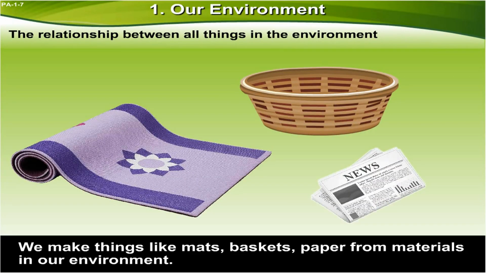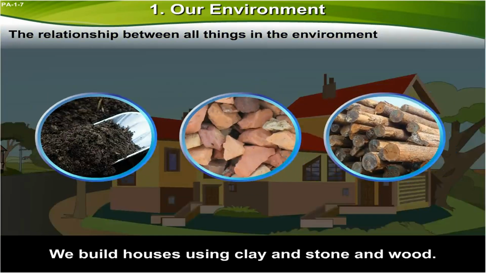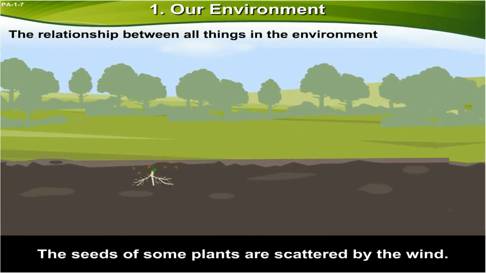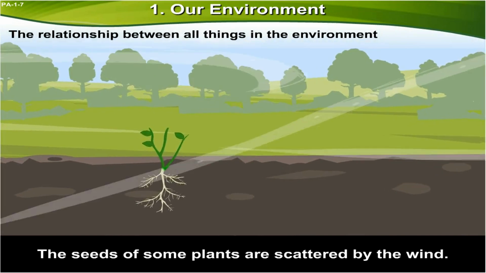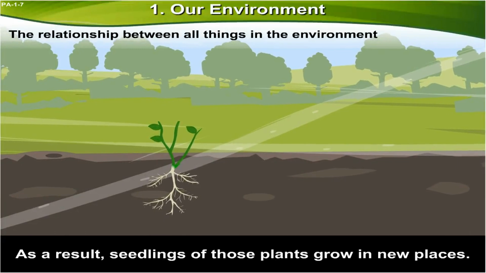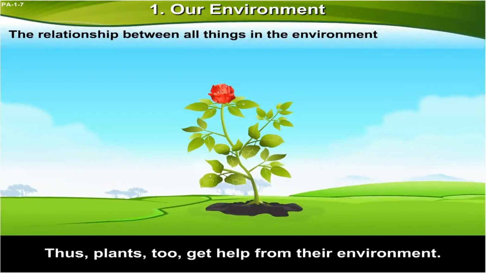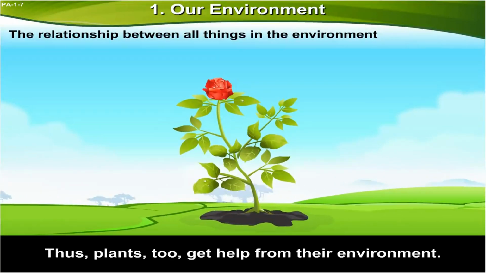We make things like mats, baskets, paper from materials in our environment. We build houses using clay and stone and wood. These materials too we get from our environment. The seeds from some plants are scattered by the wind. As a result, seedlings of those plants grow in new places. Thus, plants too get help from their environment.